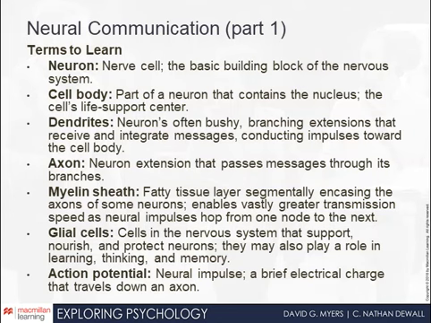Glial cells, cells in the nervous system that support, nourish, and protect neurons. They may also play a role in learning, thinking, and memory. And action potential, a neural impulse, a brief electrical charge that travels down an axon. It should be noted now that neural communication involves two processes basically: an electrical process and a chemical process. We'll be examining first the electrical part of this electrical chemical process of neural communication.